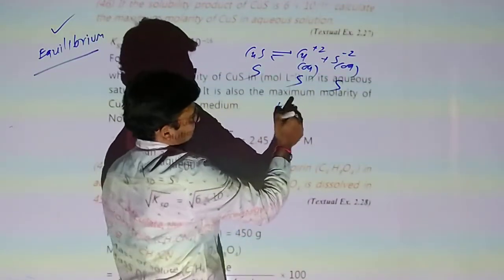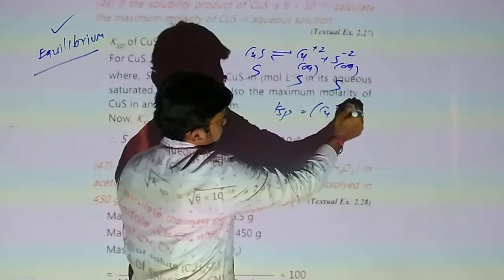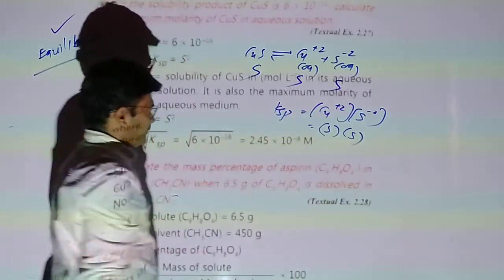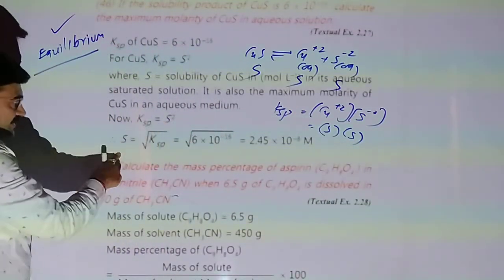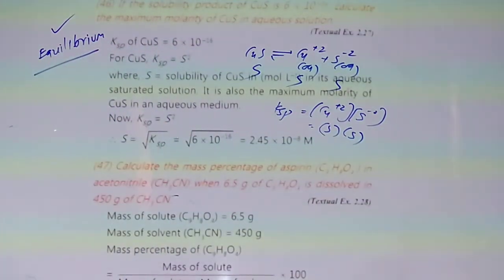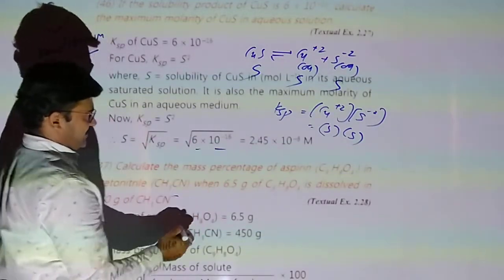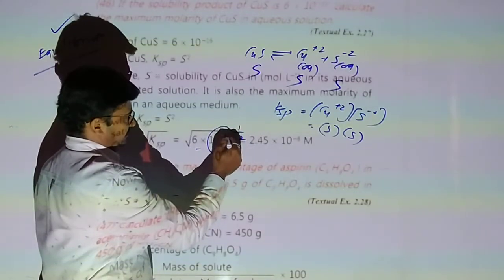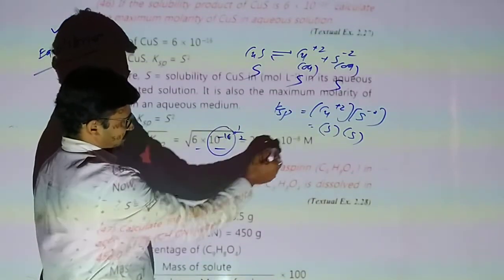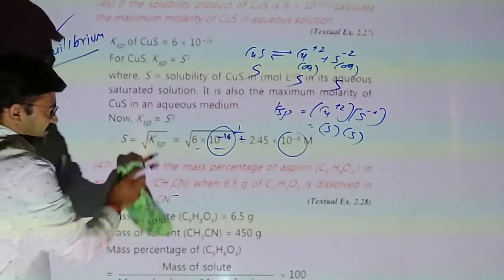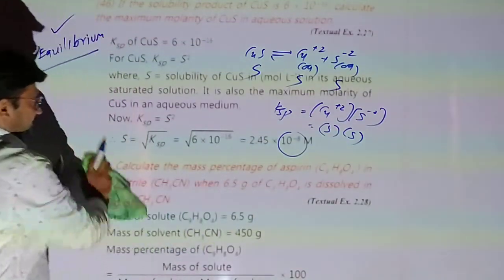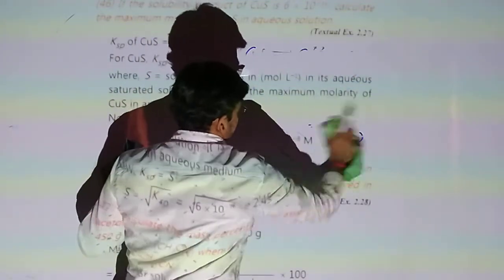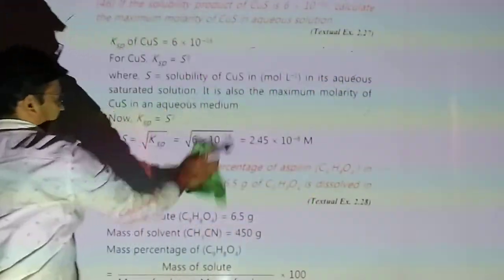So Ksp is equal to Cu plus 2 into S minus 2. So S into S, S square. So S is equal to under root Ksp, 6 into 10 raised to minus 16. Root of 10 raised to minus 16, we have to multiply by 1 half, so minus 8. Under root of 6, 2.45. So 2.45 into 10 raised to minus 8 is our solubility.